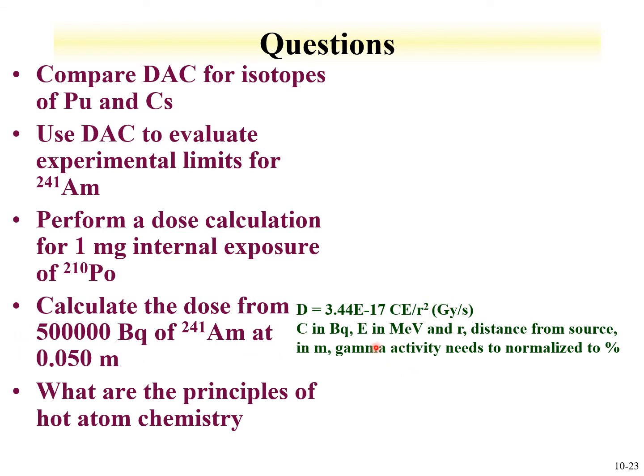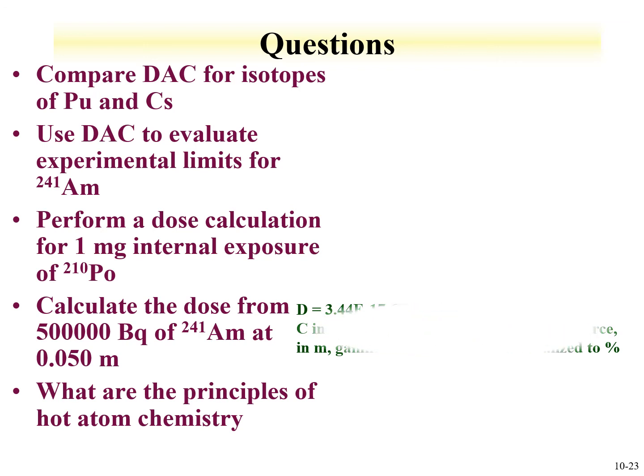Also, the gamma activity: here's the total activity of the americium decay. You need to normalize it to the percentage that decays through gamma. If you look up americium-241, it's about 37% of the time when it decays that there will be an associated gamma ray. So you'd have to take this activity and multiply it by 0.37 in order to get the activity that's due to the gamma. So you can use that to determine the dose.